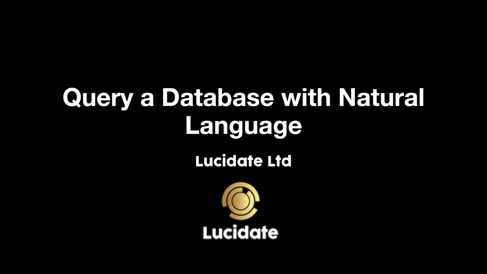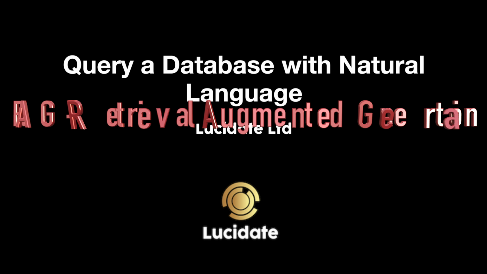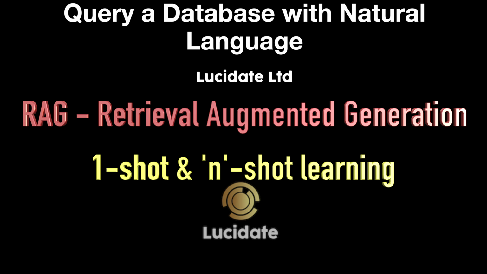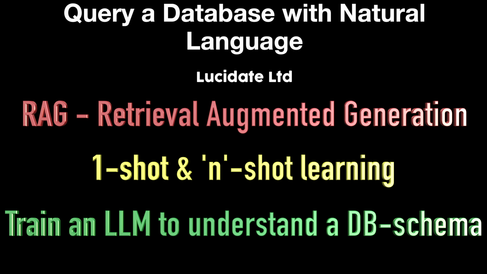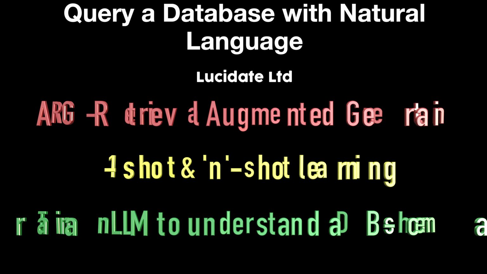Hi there. Here is an example of how we can use RAG, Retrieval Augmented Generation, as well as one-shot and n-shot learning to train a large language model to understand a database schema and produce complex bespoke reports in response not to technical SQL, but instead to natural language requests from business users like risk managers.